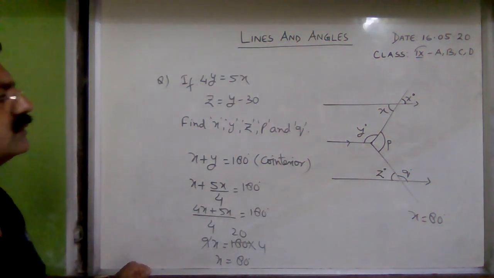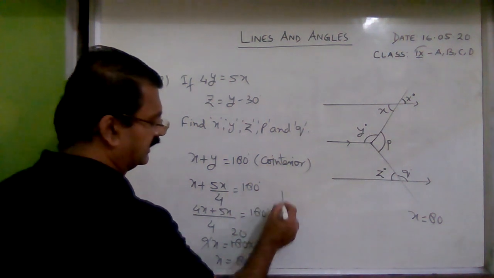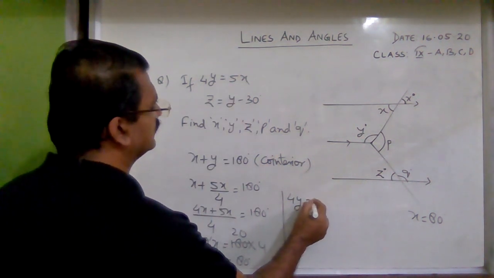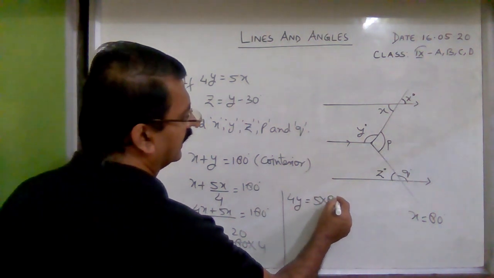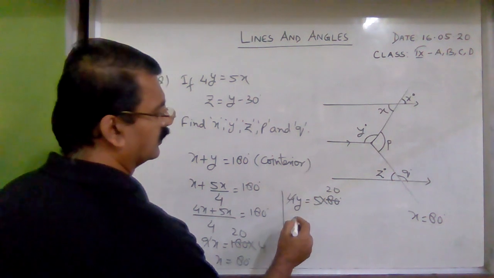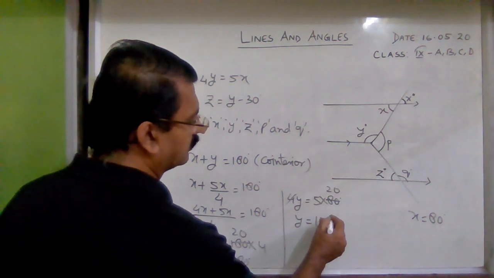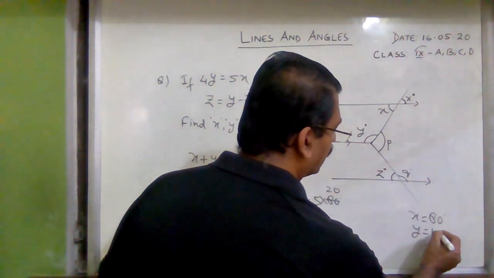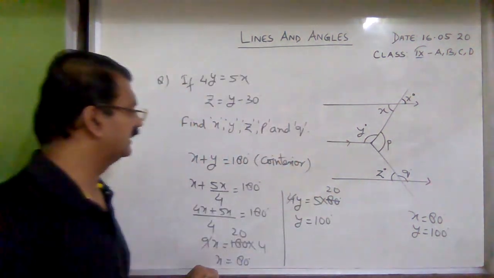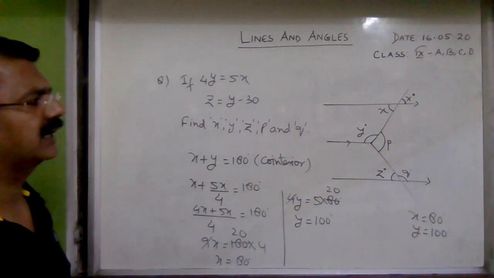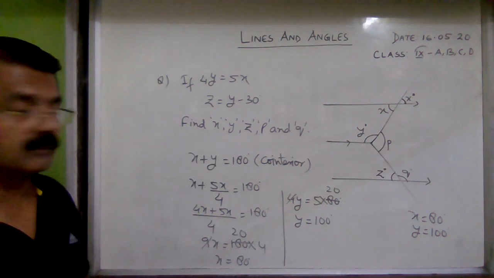Now if we put this value of x is equal to 80 degrees in the condition given, 4y is equal to 5 into 80. y will be equal to 100, you can see 20 into 5. So we have found y is equal to 100. So if x is equal to 80, y will be equal to 100. So we have found y also.